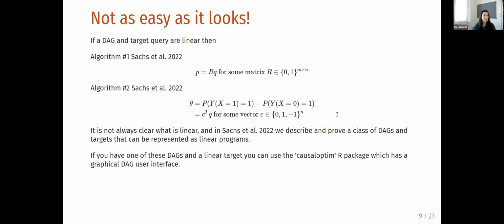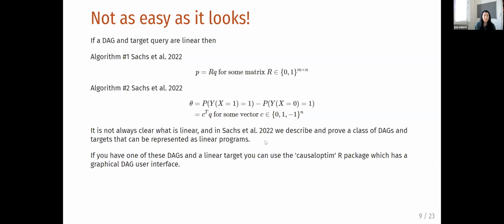So in a recent paper, my group has developed an algorithm going from a DAG and then non-parametric structural equations to these constraints implied by the DAG. Well, we also have an algorithm for converting an estimand or a target into the Q space as well. And although these are written out as though they're linear, it's not always clear what will be linear just directly looking at the DAG. And so we prove that there's a class of DAGs and estimands for which it will always be a linear programming problem.